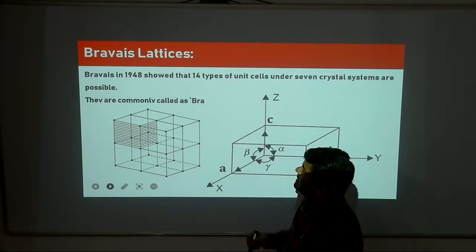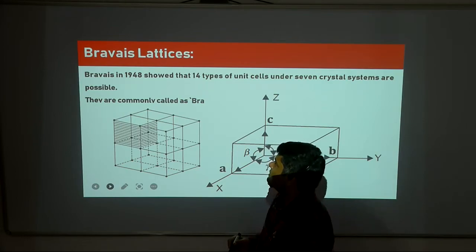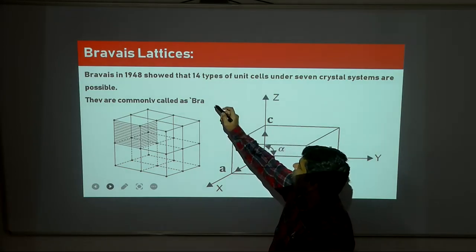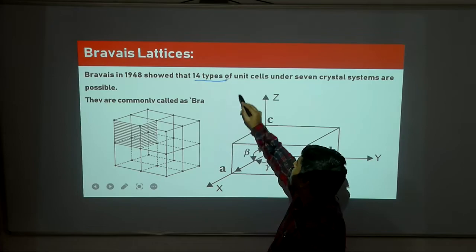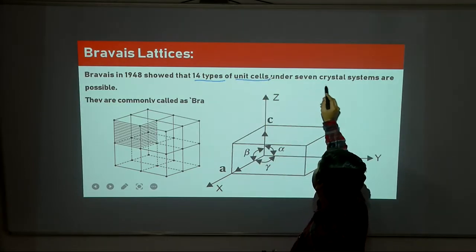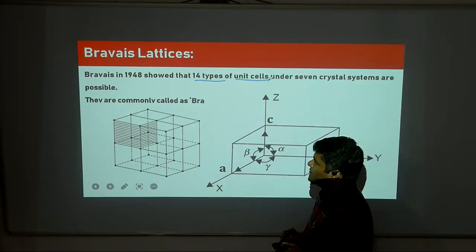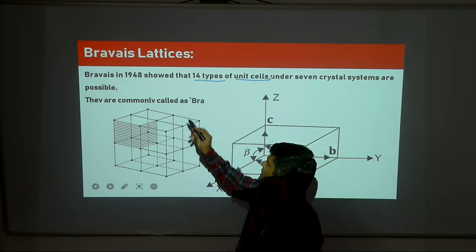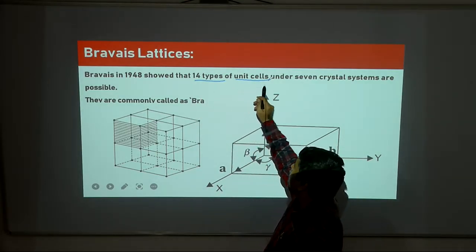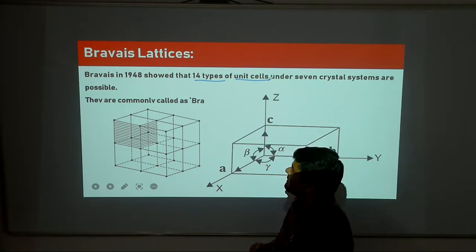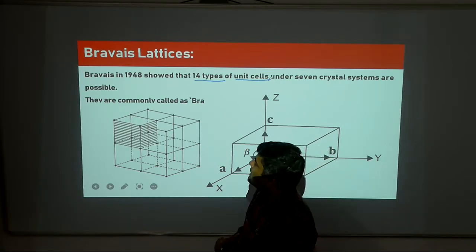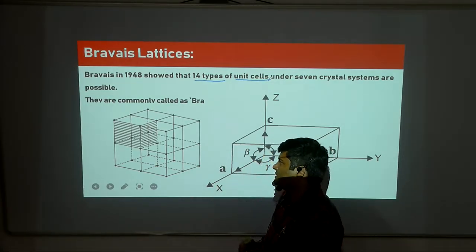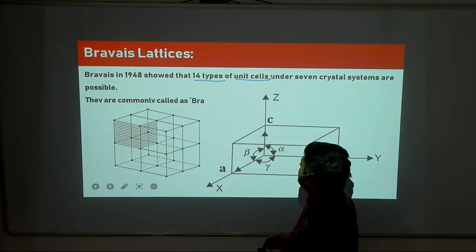So Bravais in 1948 discovered that there can be 14 types of unit cell under the 7 crystal structure systems. Okay, so only 14 types of unit cell are possible, and they are commonly called a Bravais lattice.